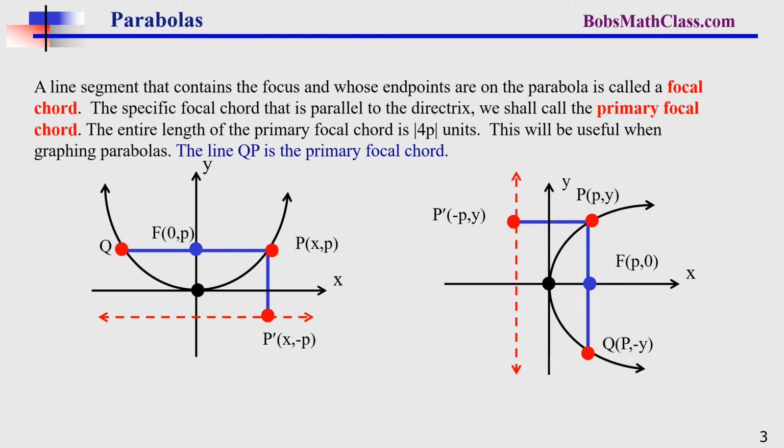And then I wrote the line QP is the primary focal chord. So you can see that it's parallel to the directrix. So going from Q to P. Okay, now it starts looking a little complicated. The point P is x comma p. And I didn't put the point for Q, but it's negative x comma p.